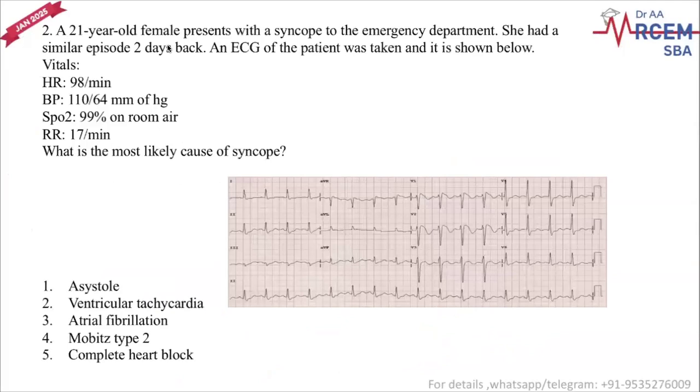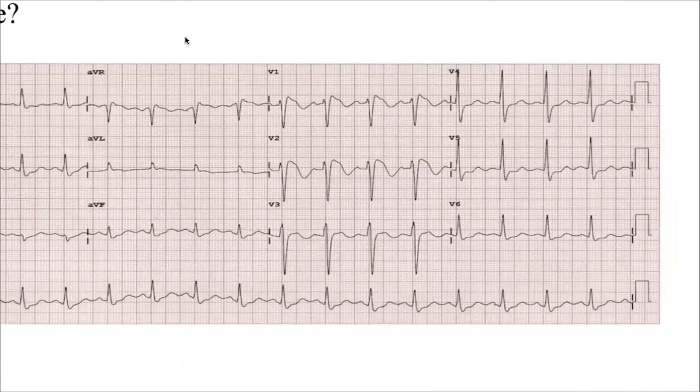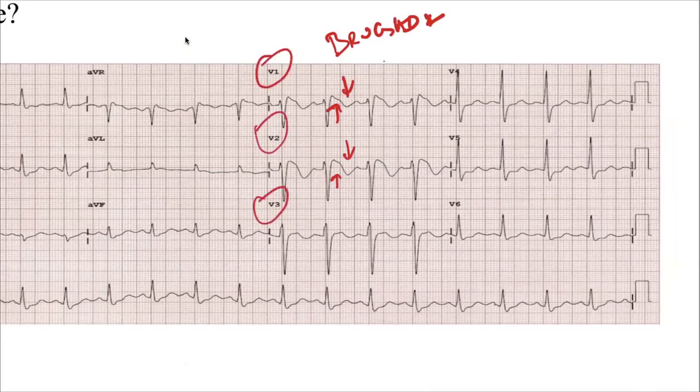Next question: a 21 year old female presents with a syncope to the emergency department. She had similar episodes 2 days back. An ECG of the patient was taken and it is shown below. Vitals are completely stable. What is the most likely cause for the syncope? First, let us see the ECG. What is the ECG suggestive of? It's Brugada syndrome, because there is a coved ST segment elevation along with T wave inversion seen in at least 2 leads of V1, V2, V3, which is the classical description of Brugada.